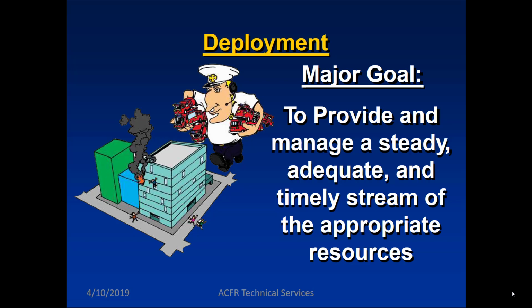So the first command function is deployment. The major goal is to make sure that we provide and manage a steady and adequate, timely stream of the appropriate resources, resources being apparatus, personnel, and equipment, to the scene so that we can safely manage and mitigate whatever hazards we have to come across.